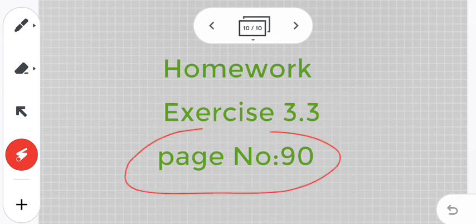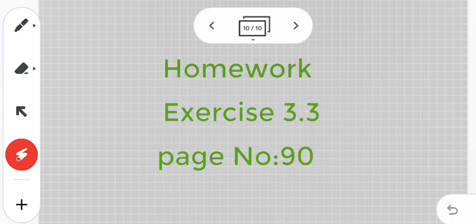Okay, so your homework is exercise 3.3. It is on page number 90. You have so many days, and in a day you have only 2 subjects, so slowly you can do all your homework. Thank you.